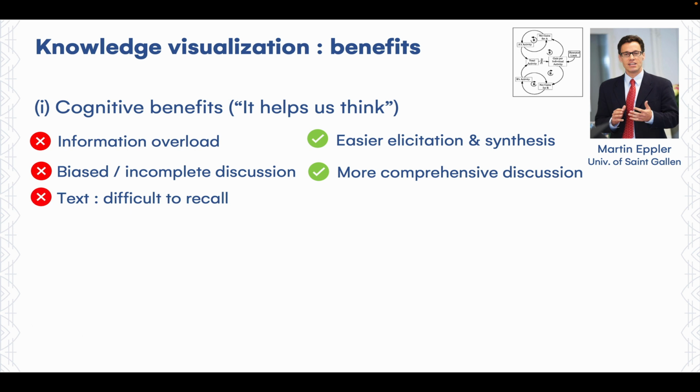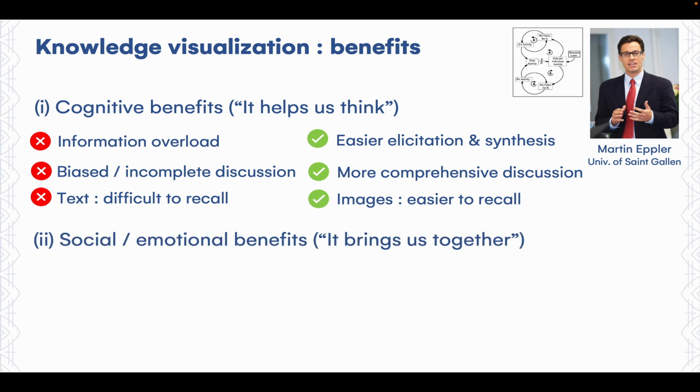Text, as we've seen, can be harder to remember because text is a tool that has evolved relatively recently in human history. Whereas images, our ability to recall visual information is very, very old, hundreds of thousands of years old. And so it's part of our mental processing that makes remembering information easier. So those are the cognitive benefits.